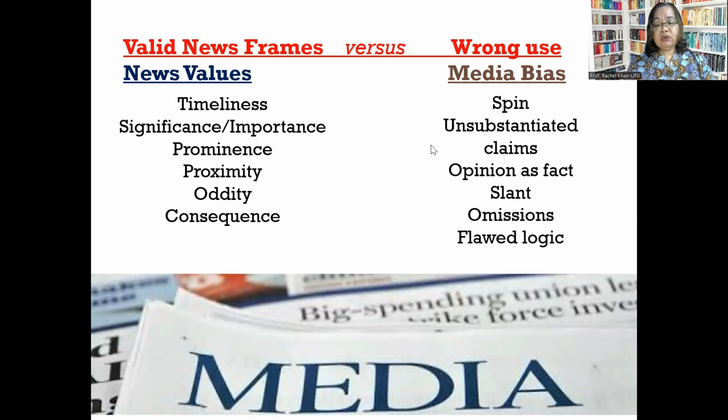It is wrongfully used when it is based on media bias, such as spin, unsubstantiated claims, opinion acting as fact, slants, or a one sided story, omissions, stories that do not include pertinent facts, and flawed logic when something is connected when they have no relation whatsoever.